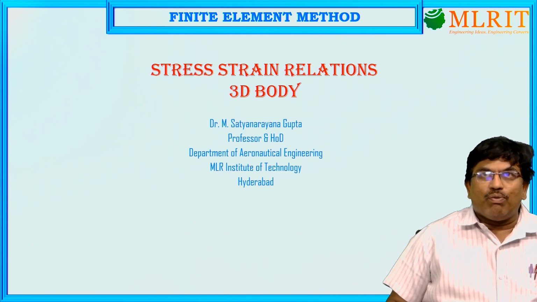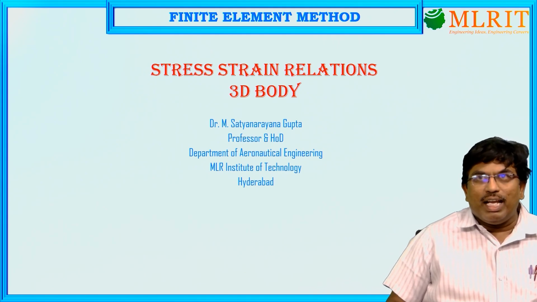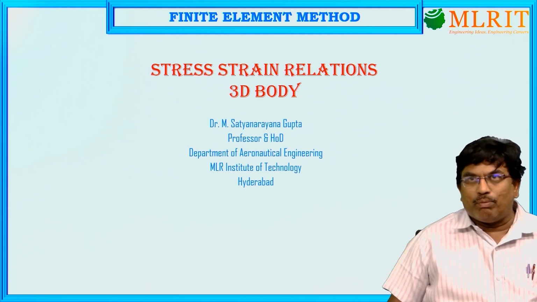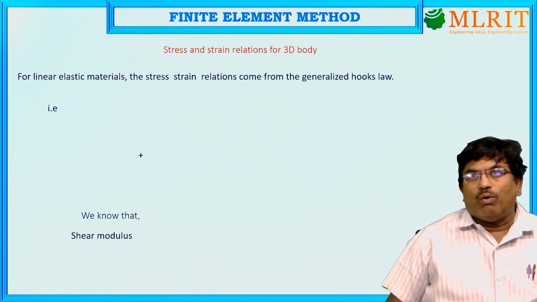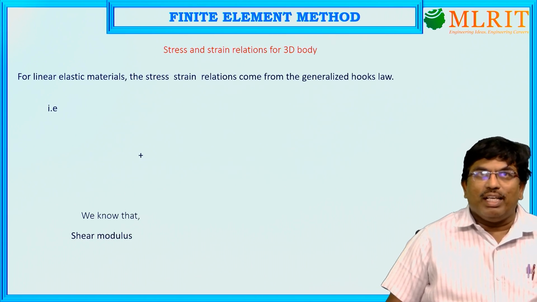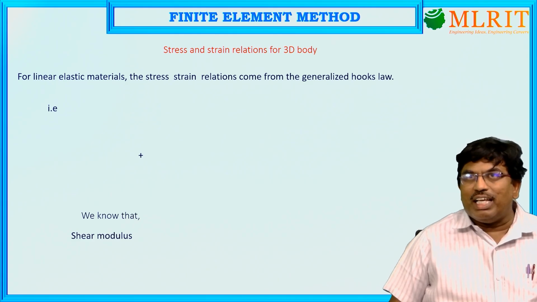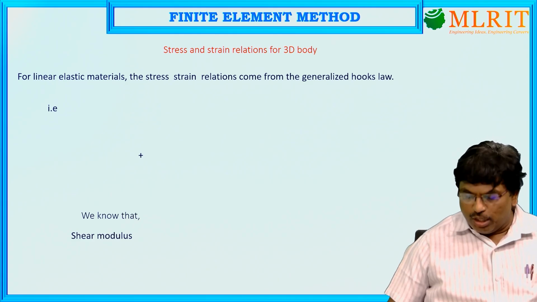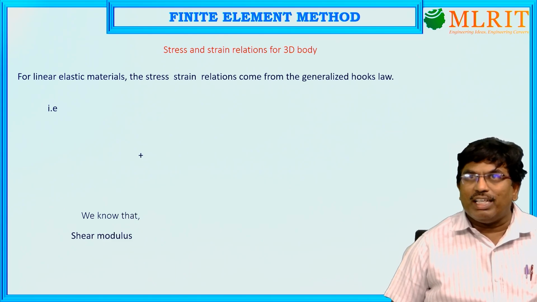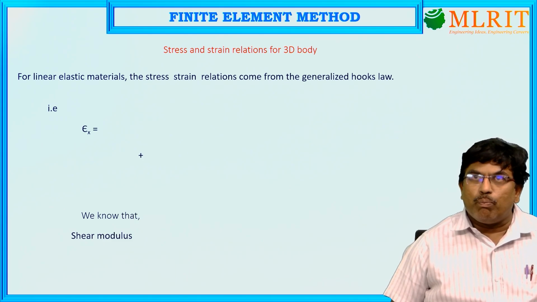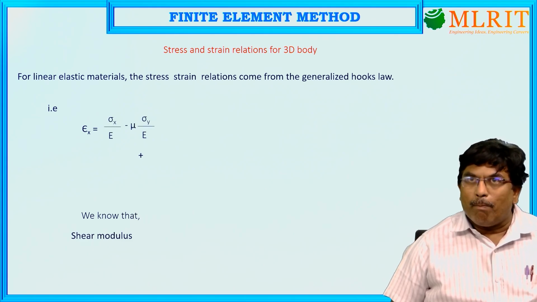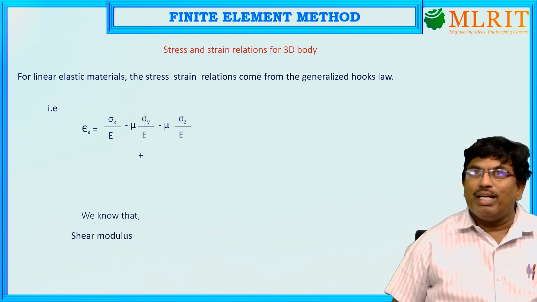In this topic, we have two parts. One is a three-dimensional body and the second is a two-dimensional body. Today we discuss the stress-strain relations for the three-dimensional body. From Hooke's law, we know that for a three-dimensional body, there are different strains acting in the x direction, y direction and z direction. First, the strain in the x direction: epsilon x equals sigma x by E minus mu into sigma y by E minus mu into sigma z by E.